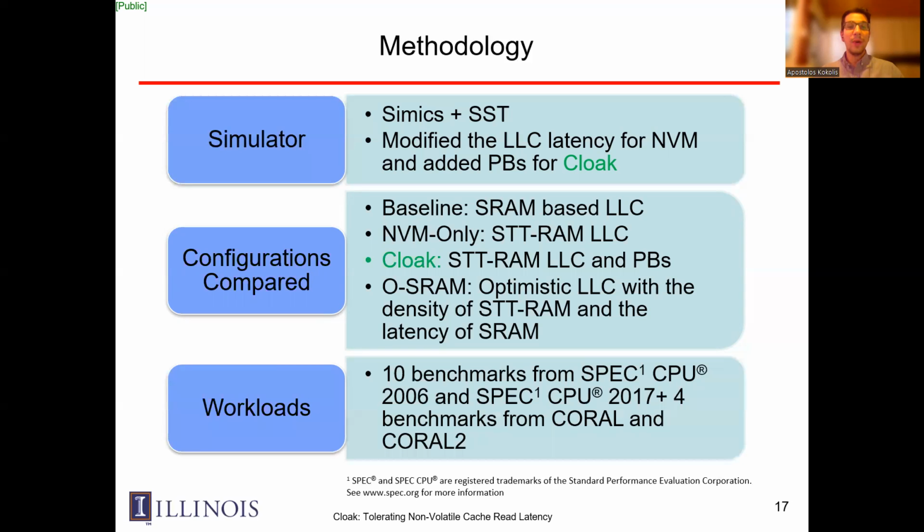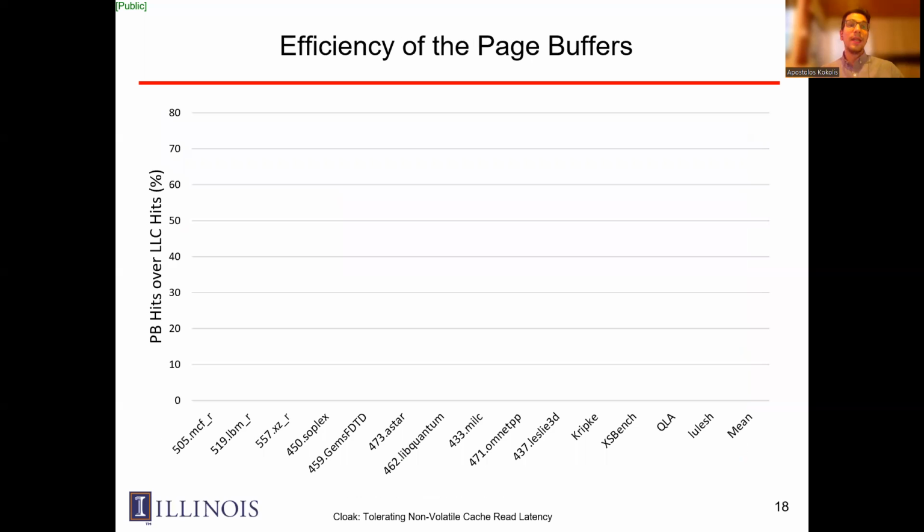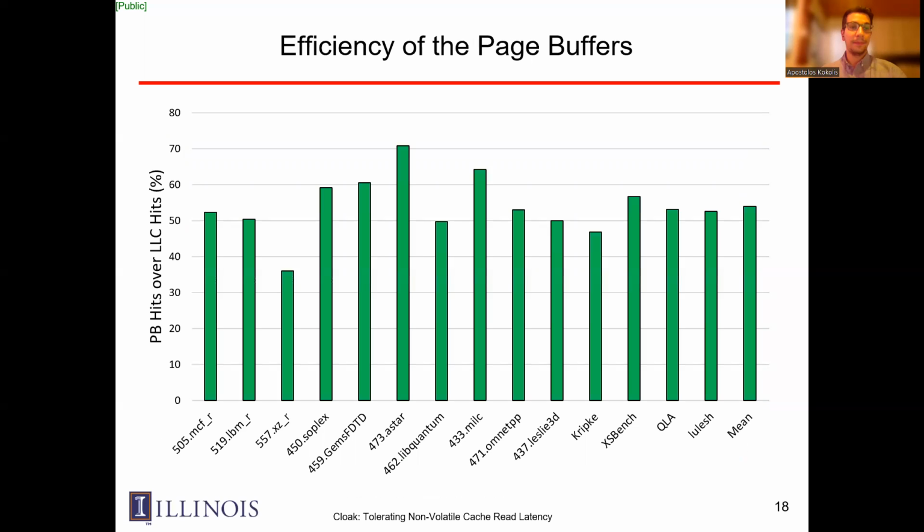For our workloads, we have 10 different benchmarks from the SPEC CPU 2006 and SPEC CPU 2017 benchmark suites, and 4 benchmarks from the CORAL and CORAL 2 benchmark suites. First, we want to show you the efficiency of the page buffers. In order to achieve high performance, it is very important to maximize the use of the page buffers. This graph shows the percentage of the LLC hits serviced from the page buffers instead of the STT-RAM data array.